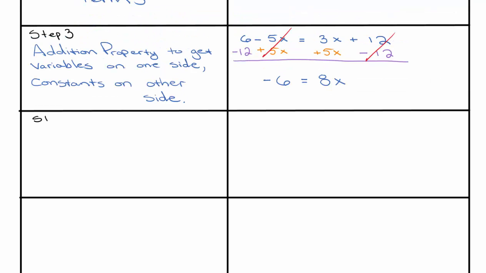Step 4. Step 4 will be to use the multiplication property to get a coefficient of 1 on the variable.